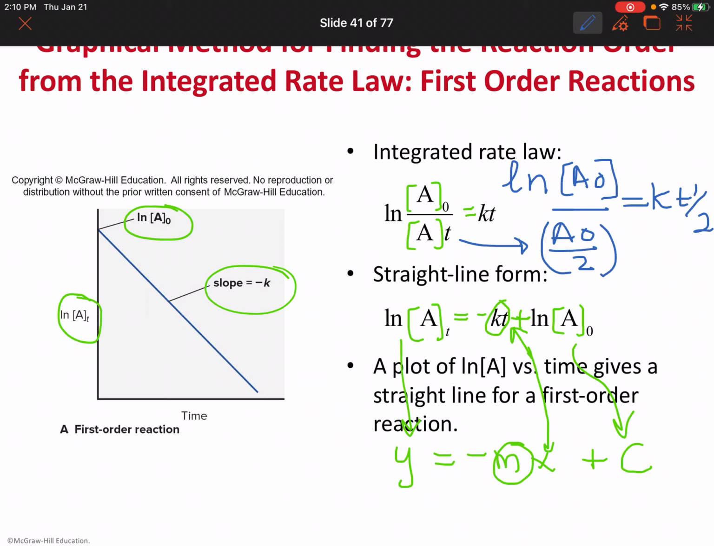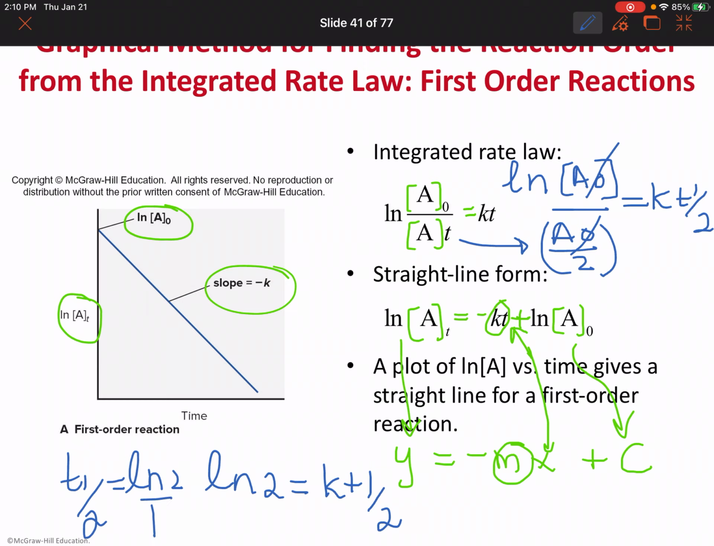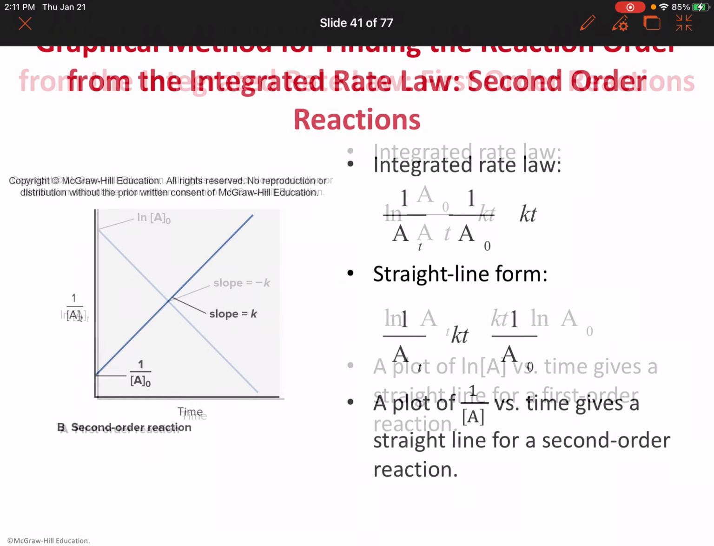So ln A naught over A naught over 2. The A naught gets cancelled, so the 2 in your denominator becomes the numerator, and this whole part becomes ln 2. So ln 2 equals K T half. So the T half therefore is ln 2 over K. That is T half for a first order reaction, and that is how we get that value.